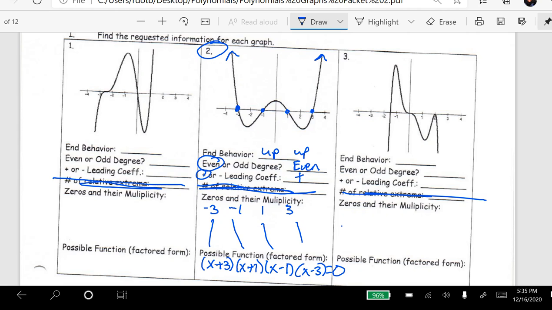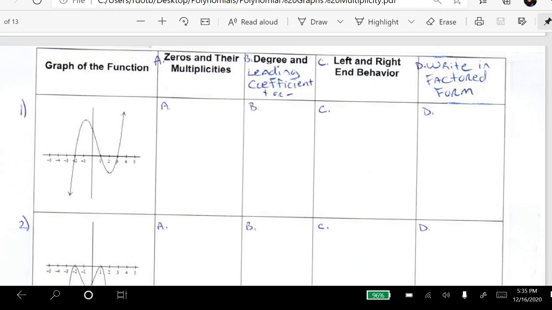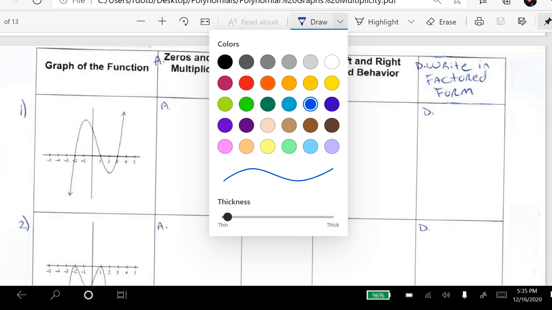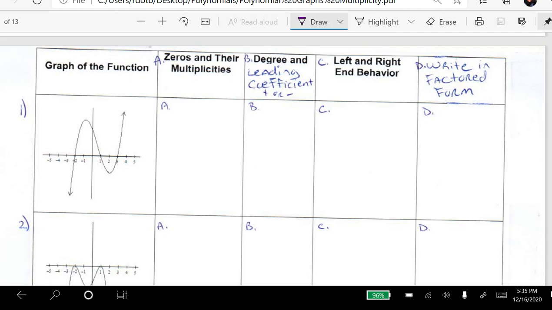In our other packet, this is the packet that said polynomial graphs and their multiplicity. This was posted on our last session, and this is page 10. I just want to go through a few of these graphing examples as far as what you should do, what you should expect. In class today, we went through about 4 of these, so we'll go through about 4 of them. This is the graph of the function, and I'm asking you for the zeros and their multiplicity.